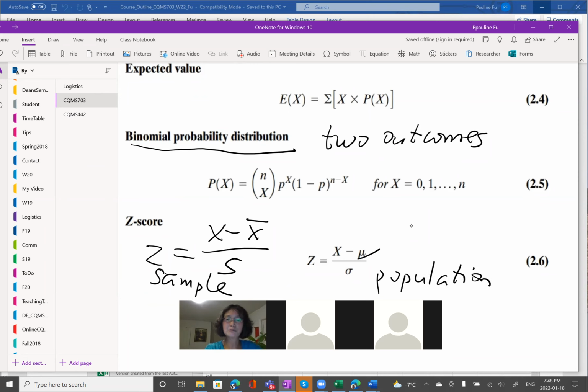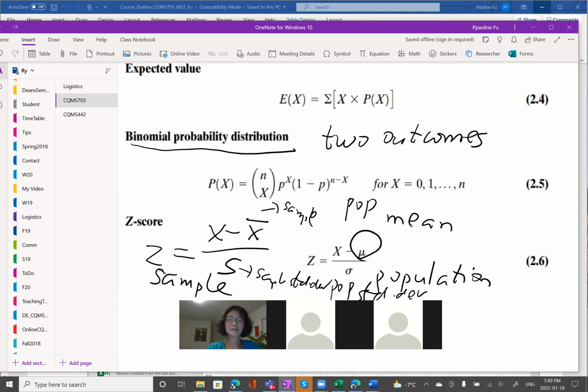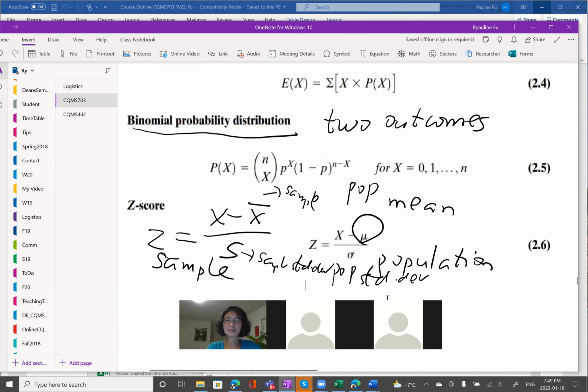If you see the symbol mu, that is the population mean. If you see the symbol sigma, that is the population standard deviation. The first formula, x bar represents the sample mean, s represents the sample standard deviation. So we use different notation to represent different data sources. One uses sample data, the other uses population data. Any questions so far?